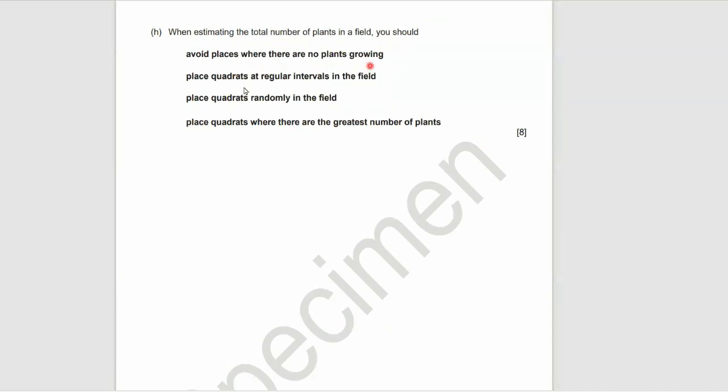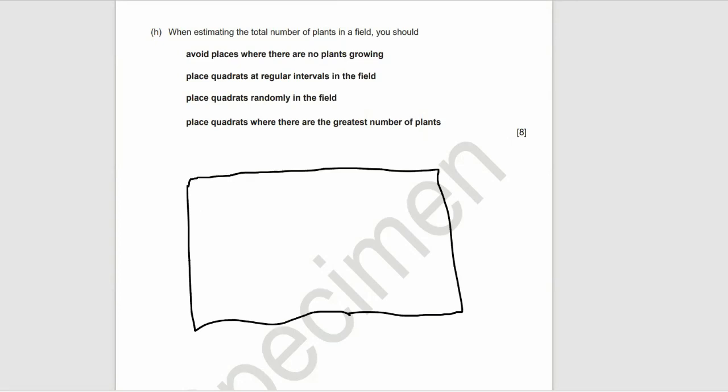When estimating the total number of plants in a field, you should avoid places where there are no plants growing. Place quadrats at regular intervals in the field. Place quadrats randomly in the field. Place quadrats where there are the greatest number of plants. Well, if you think about it, if you have a field and we want to find out, we want to save time. Why do we sample? We sample to save time.